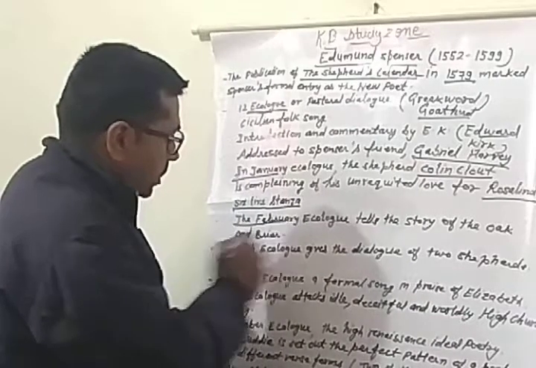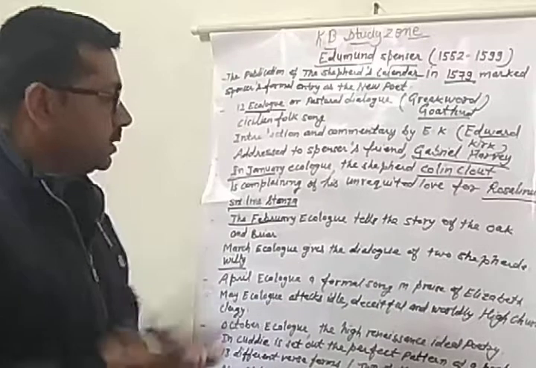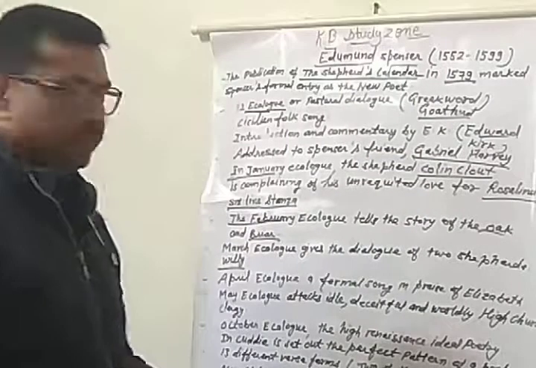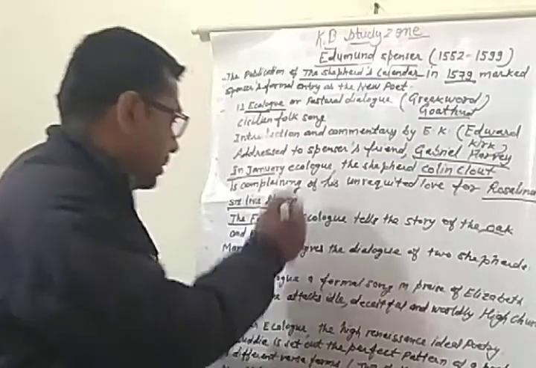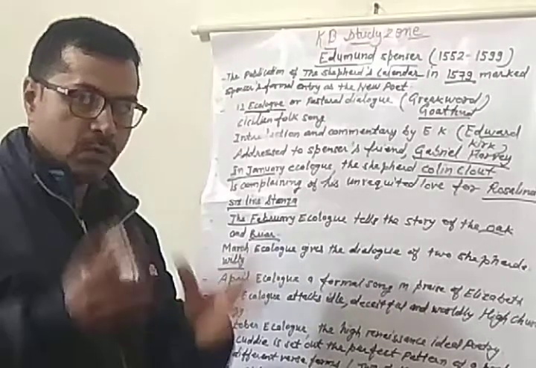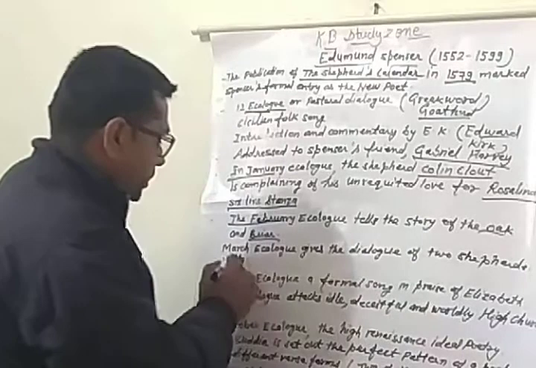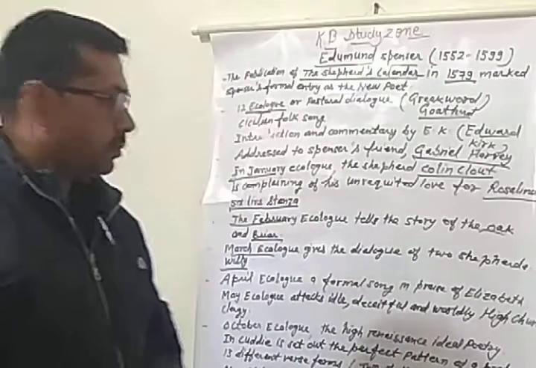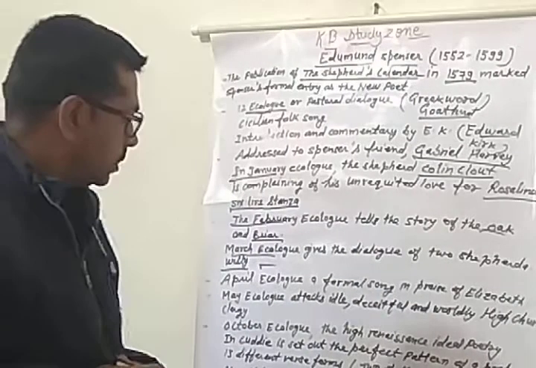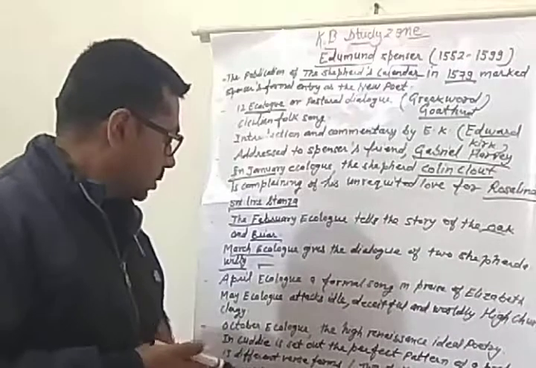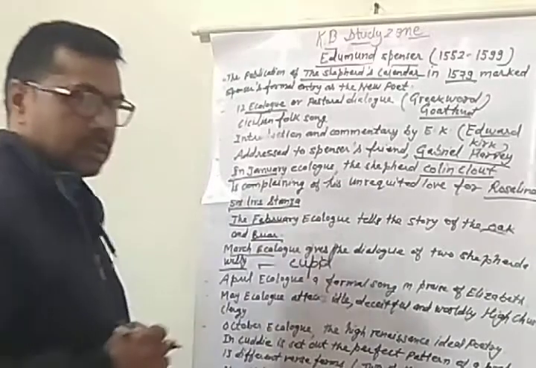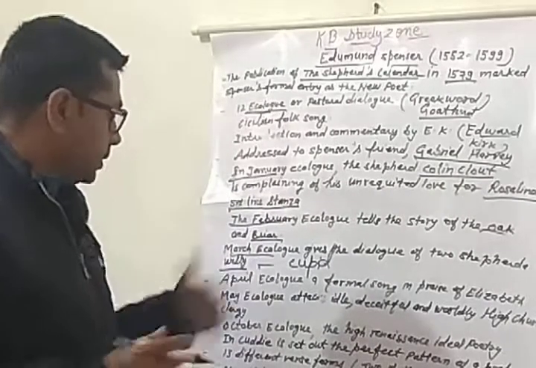The second eclogue is the February eclogue, and it tells the story of the oak and the briar. There is a dialogue between the oak and the briar, two shepherds. The March eclogue gives the dialogue of two shepherds. Willie is a shepherd who talks to Cupid, who is the god of love. So, there is an important character, Willie, in the March eclogue.